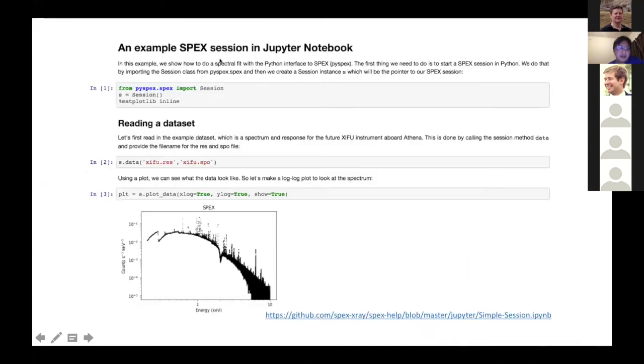In our new web page, you are able to find some basic examples and demonstrations about PySPEX, how to read data, how to fit, how to make plot, how to write ASCII output, etc. Please go find yourself and have fun with PySPEX.